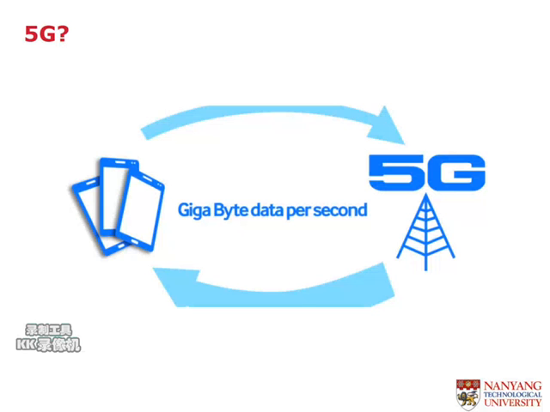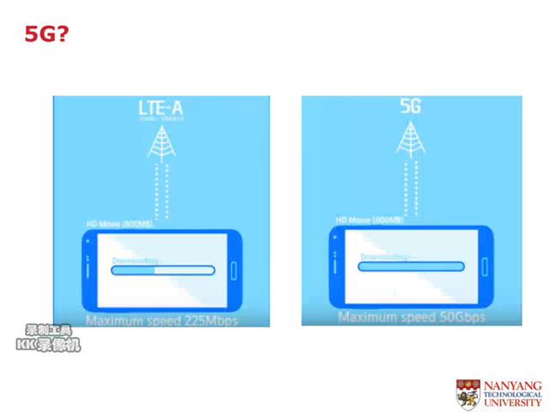So I will make an example here. On 4G, if you want to download one 10G movie, you will use 20 seconds or so. But on 5G, you could use a maximum speed of 50 Gbps, which means one movie takes less than 1 second. Now you may have a direct impression.